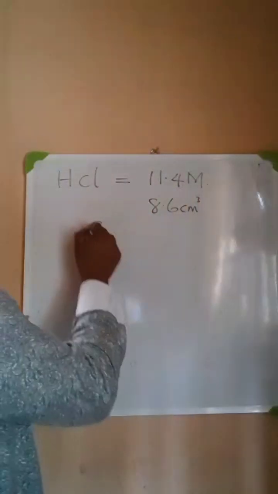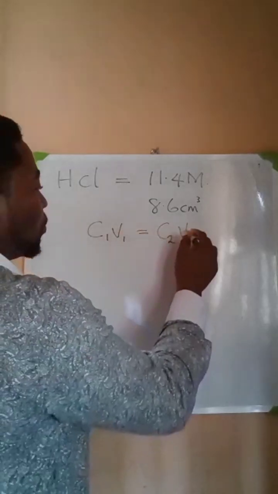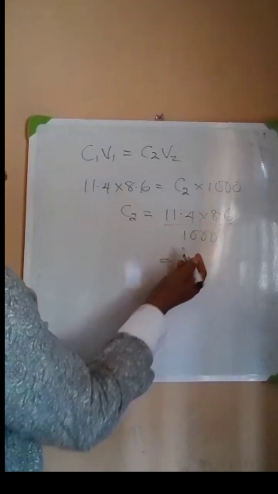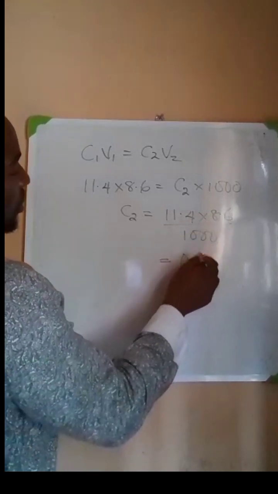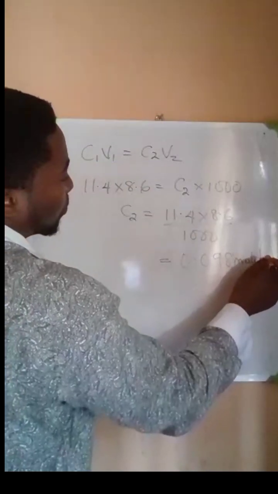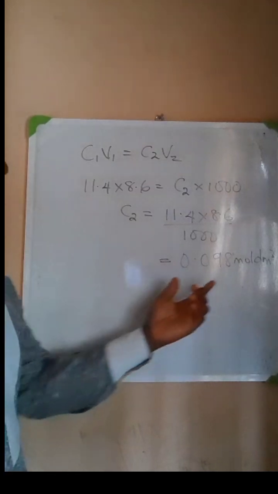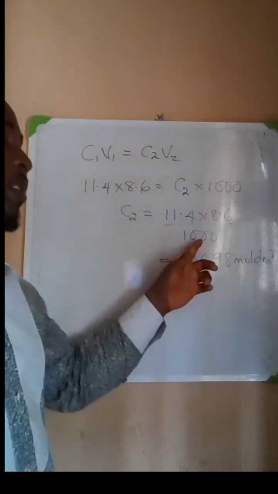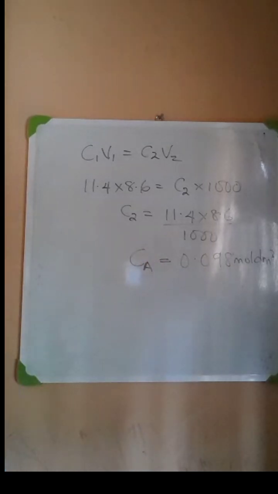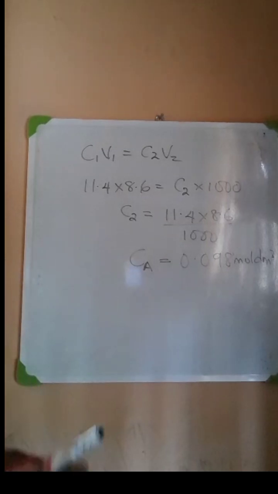So using the dilution equation, C1V1 equals C2V2, when you multiply 11.4 by 8.6 and divide by 1000, that will give you 0.098 mole per dm³. So we have obtained the final concentration of solution A in 1000 cm³ of the solution. So this is your Ca. That's your Ca.